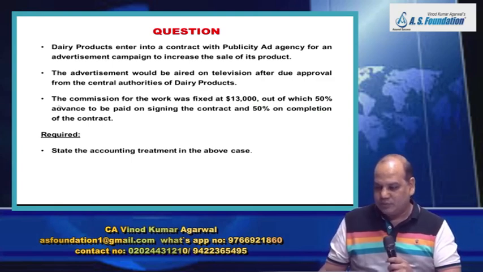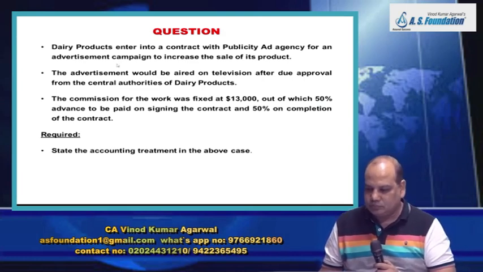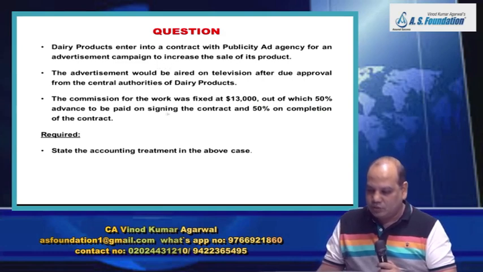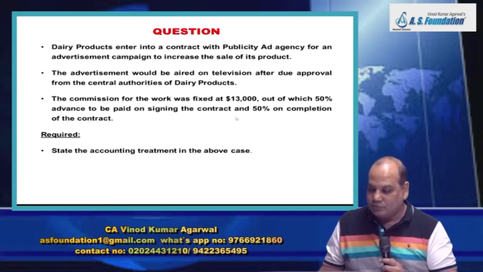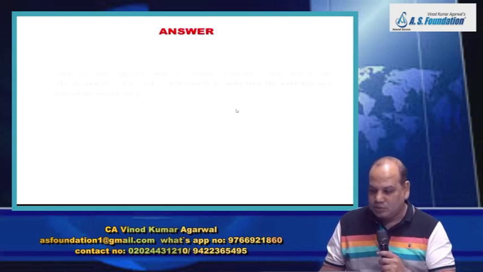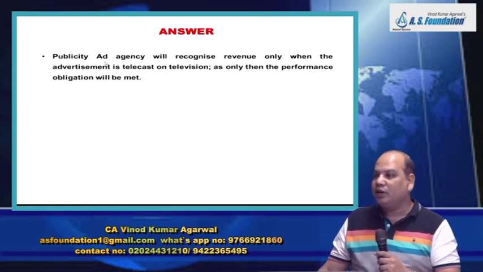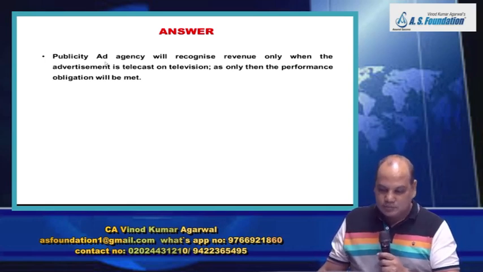How will the accounting be done? How will the publicity aid agency do the accounting? When it is aired on television, what about this first 50% advance they will receive? Will it be recognized as revenue? So this will be recognized as a liability. And then when the ad is aired on television after due approval, they will recognize the revenue. Till that time, the amount collected will be treated as advance from the customer.